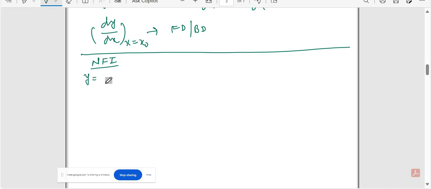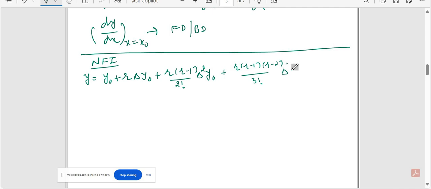y0 plus r delta y0 plus r(r minus 1) divided by 2 factorial delta square y0 plus r(r minus 1)(r minus 2) divided by 3 factorial delta cube y0, and so on. Is it clear, everybody?